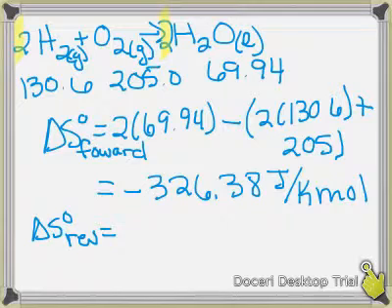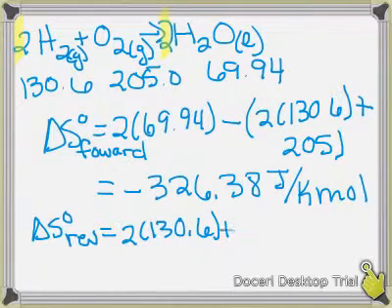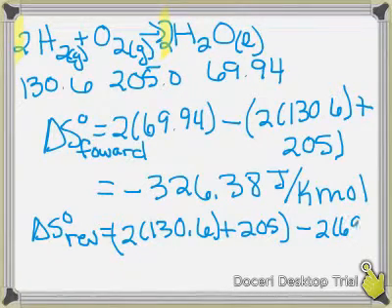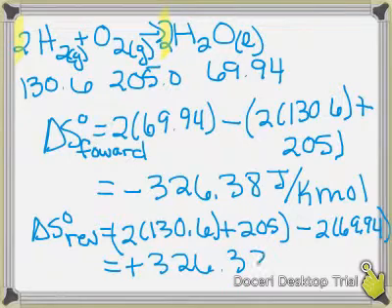So reverse, our products are going to be hydrogen and oxygen, right? So it's going to be 2 times 130.6 plus 205 minus 2 times 69.94. Anyone want to take a guess what you think the answer is going to be in the calculator? Positive 326.38 joules per Kelvin times 1.